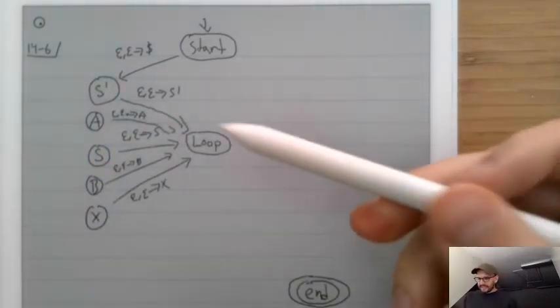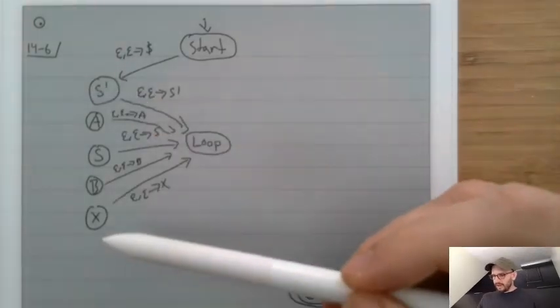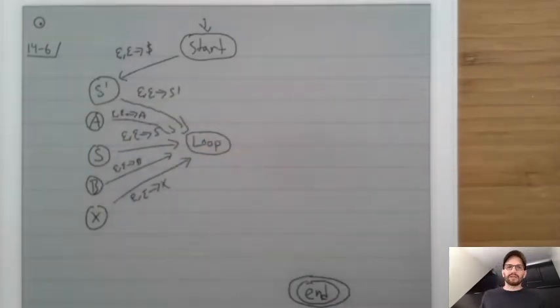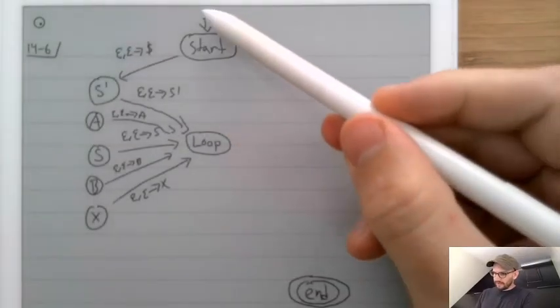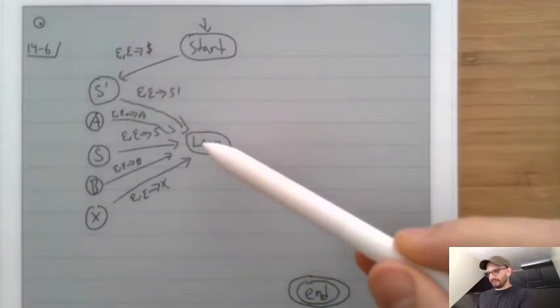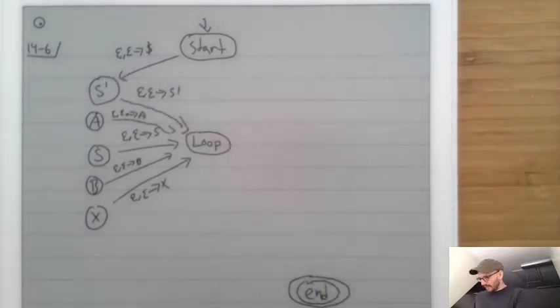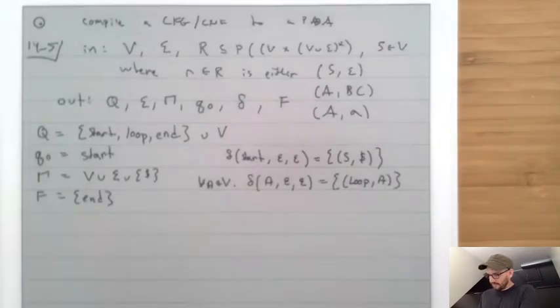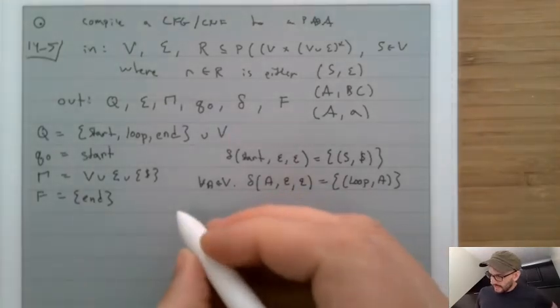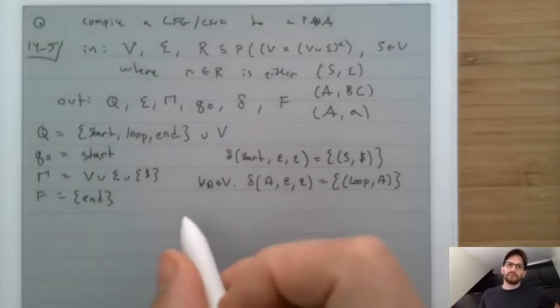So the idea here is that each one of these states, its job is to push on the appropriate symbol. Okay? So now, if we were to run this, we push on the $, then we push on the S prime, and now we're in the loop state. So now all the action is going to happen in the loop state. There we go. Okay. So the next thing that we're going to do is we're going to consider each rule.